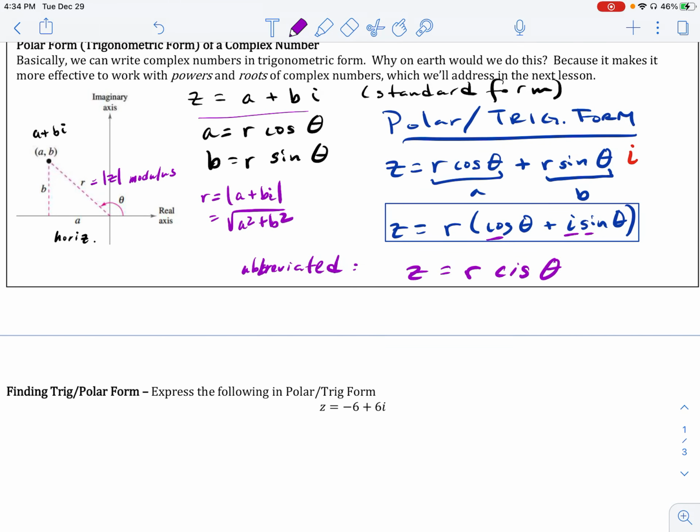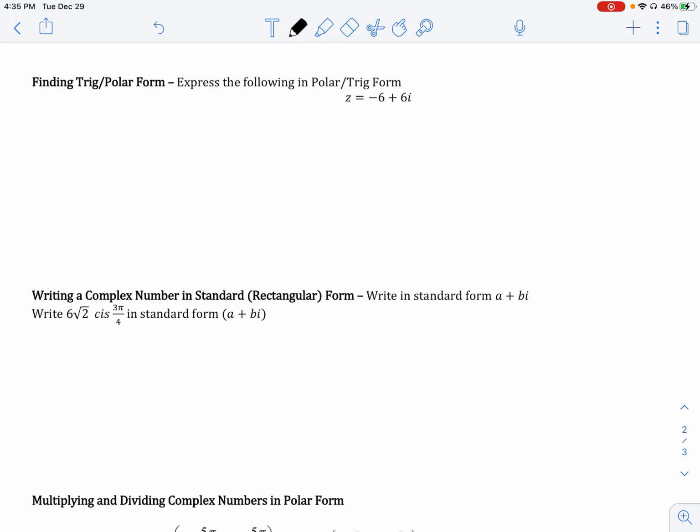So let's take a look at this first example. We've got -6 plus 6i. If you look at this, we're going to need two things. Effectively, every single time we convert a number into polar form, we need two things. We need its angle, or its argument, and we need its modulus, or the magnitude, or its distance from 0. So let's start by finding r.